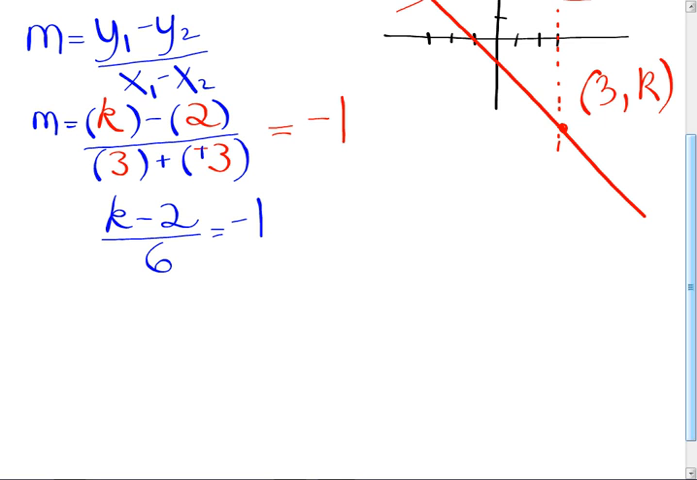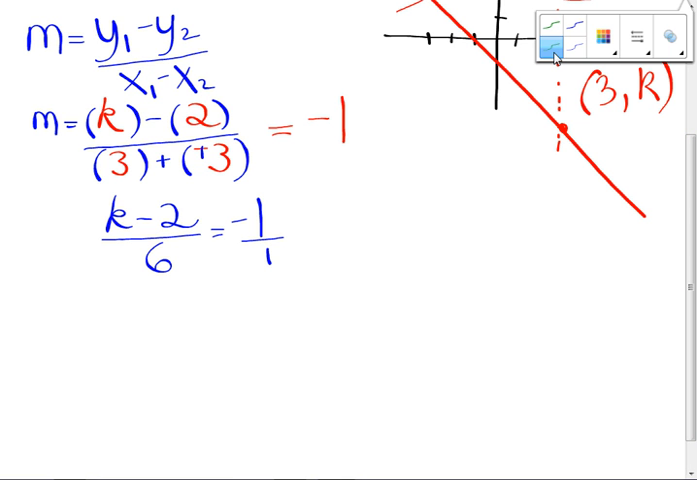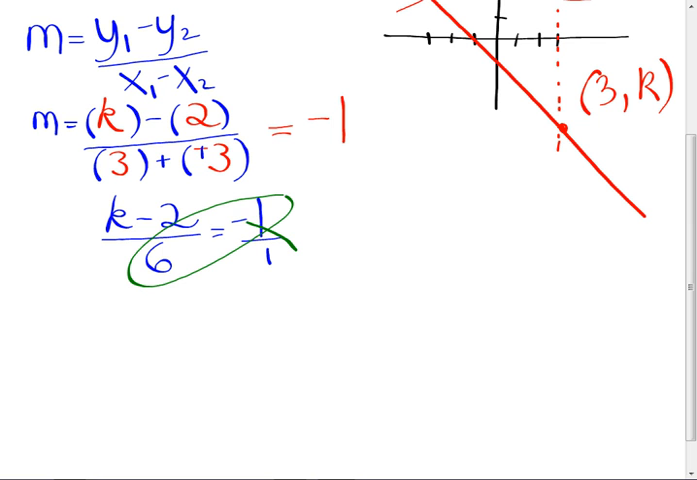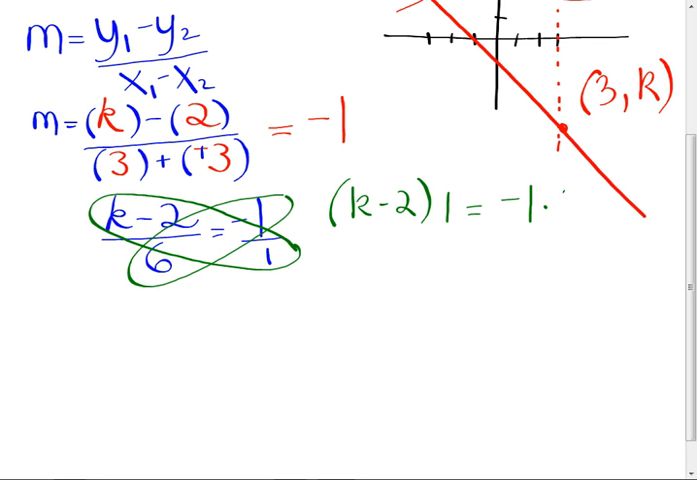Now, this is a proportion. You know what we can do? We do it in science class all the time. We cross multiply. Technically, it's the product of the means, these middle ones, equals the product of the extremes. So k minus 2 times 1 equals negative 1 times 6. So k minus 2 equals negative 6.